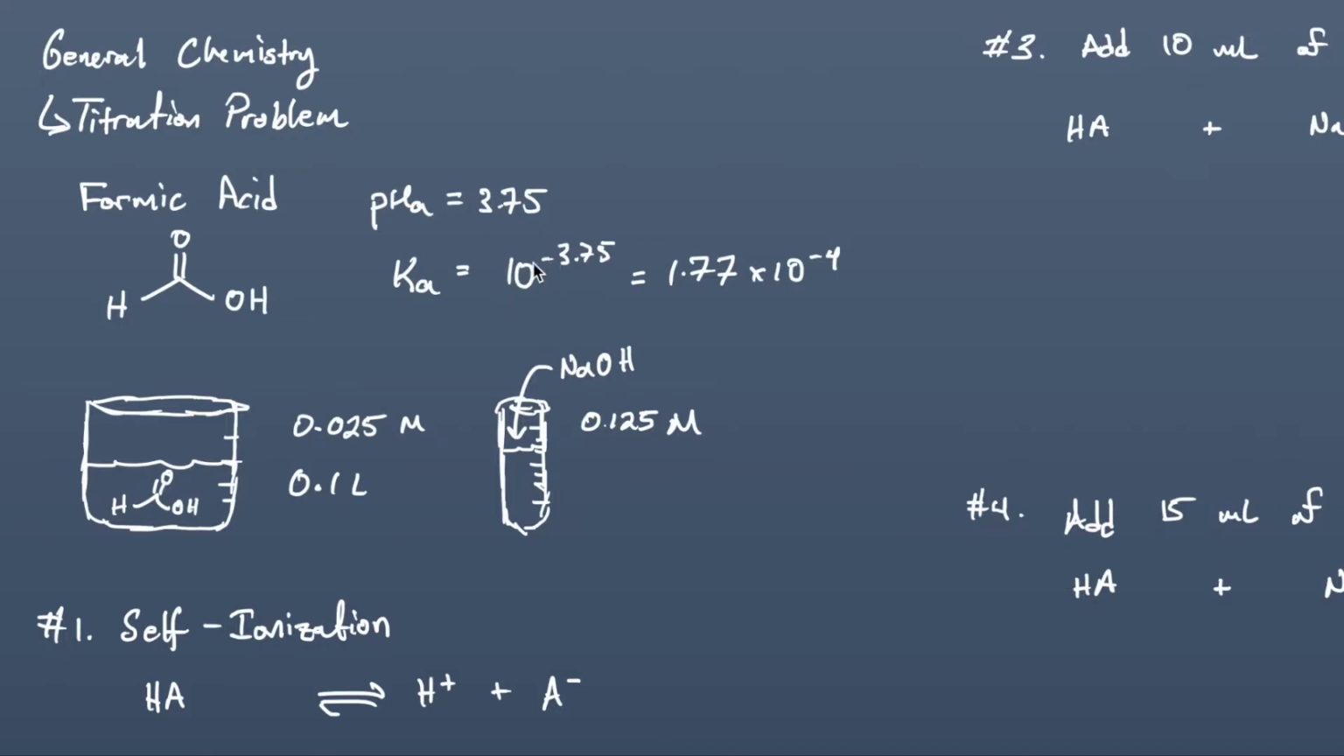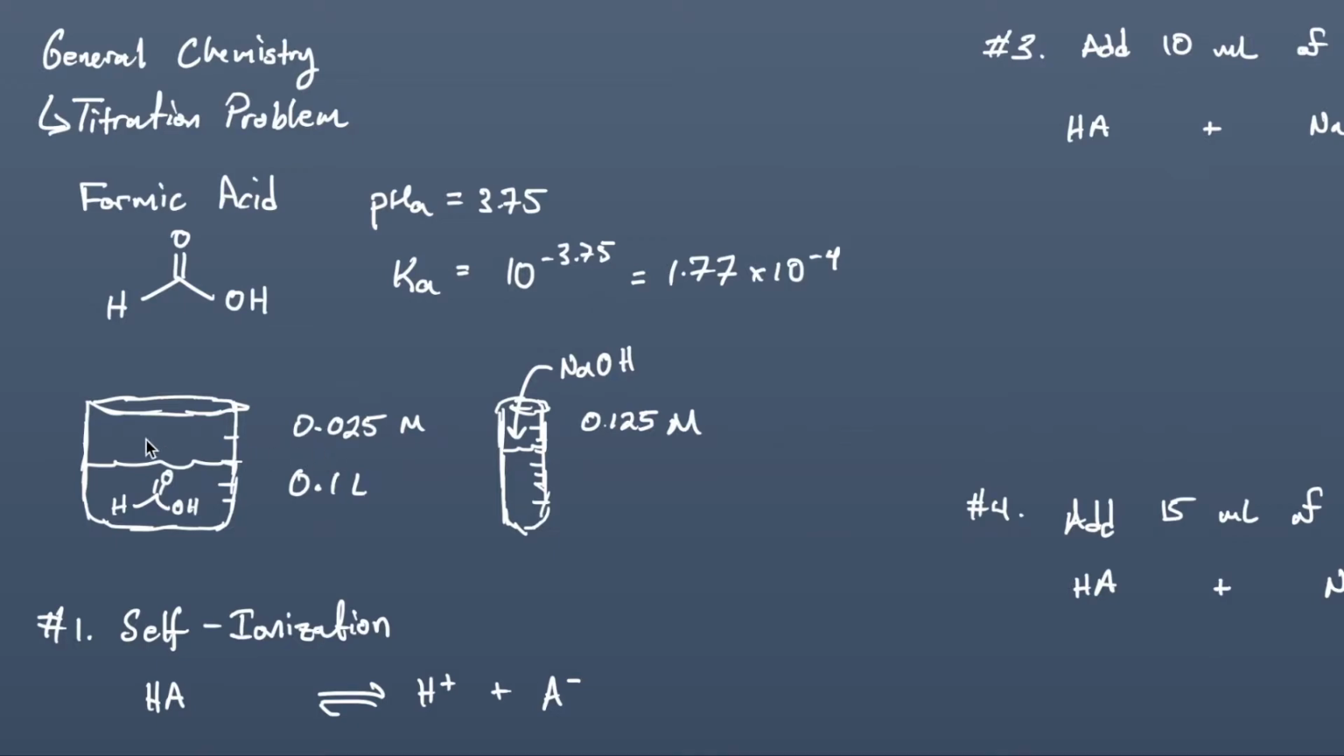All we have to do is take 10 to the negative 3.75, or 10 to the negative pKa, to get our Ka value. Now this is a really small value, okay? And remember, the K value for anything, K solubility, K acid, K base, is basically the ratio of the products to the reactants, and since this is really small, the denominator is favored. So if the Ka is really small, we have a weak acid.